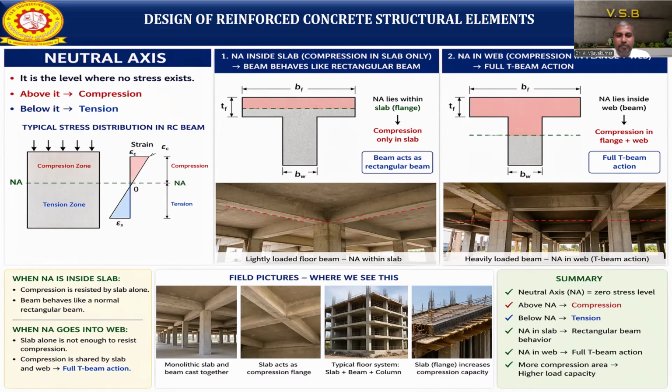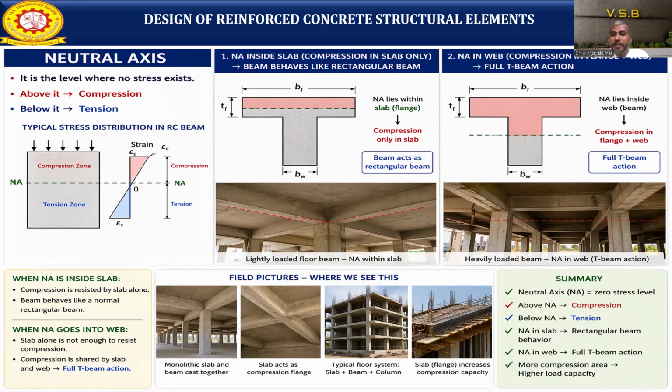When you see all these structures, whether floor structures, industrial structures or apartment structures, we construct them with monolithic construction, with slab and beam cast together. Only then will they act as a T-beam. So the slab acts as the compression flange. In the typical floor diagram you have seen here, the slab, beams and columns are joined together. As the slab flange is increased, the compression capacity will be increased.